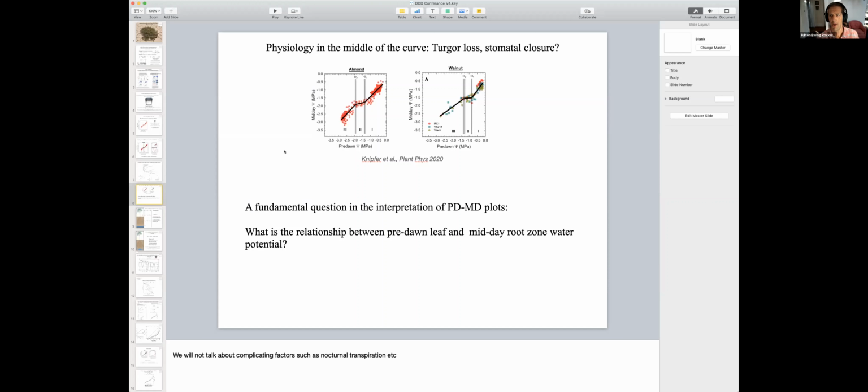A fundamental question we now have to grapple with is, what is the relationship between pre-dawn leaf water potential and root zone water potential at midday? Is this assumption that they're kind of the same, that we typically want to make when we look at these plots, a good assumption?